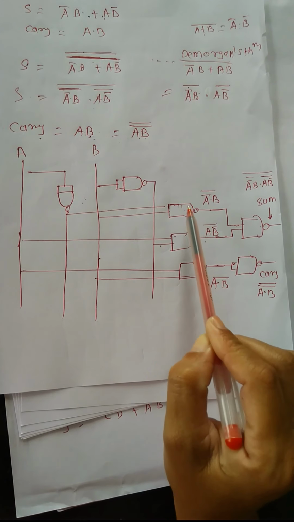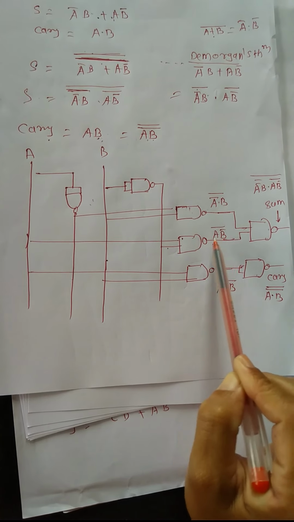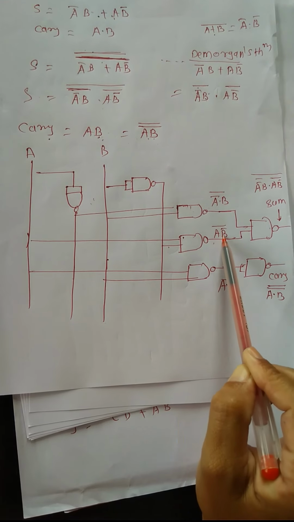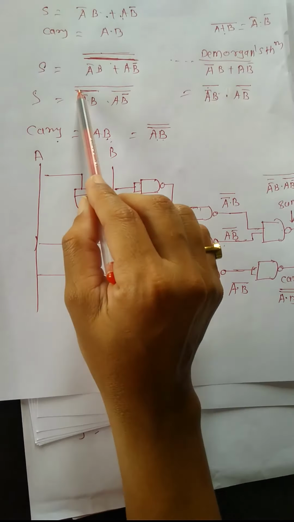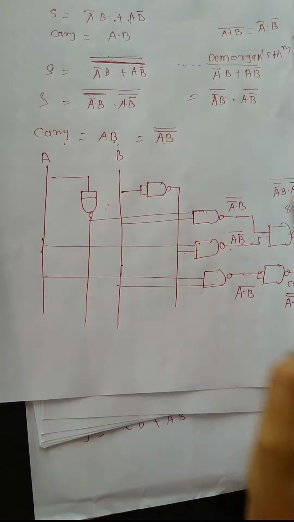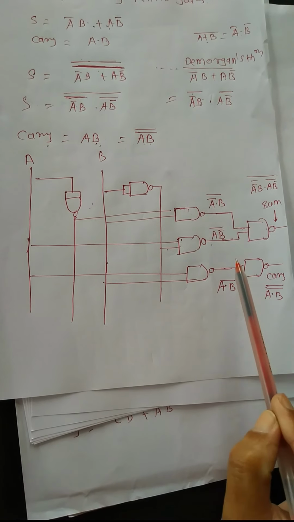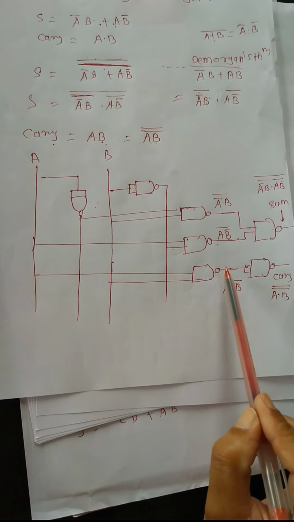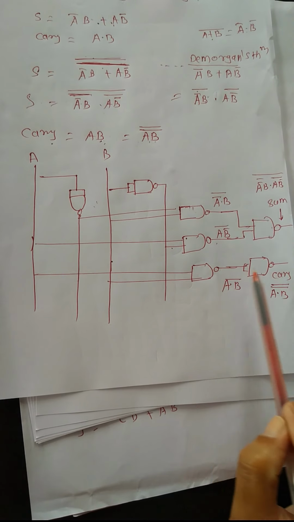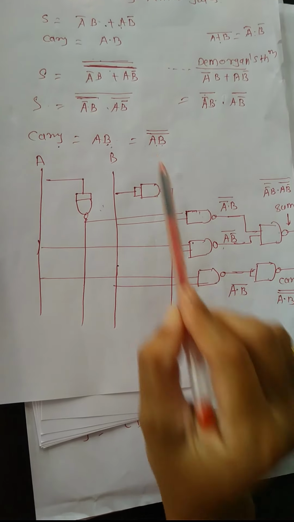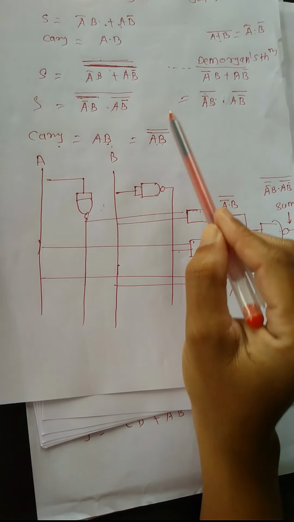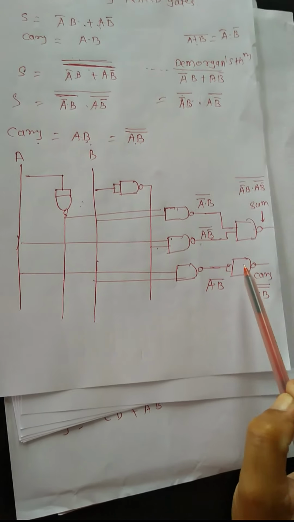For this term a gate is required, the output of that gate is A into B bar, and this complete bar we connect to another NAND gate. So this is the equation of sum. For the carry equation A into B, we require NAND gate 2. For the single inversion we connect one NAND gate and another for the bar, so we connect another NAND gate. This is the carry output.